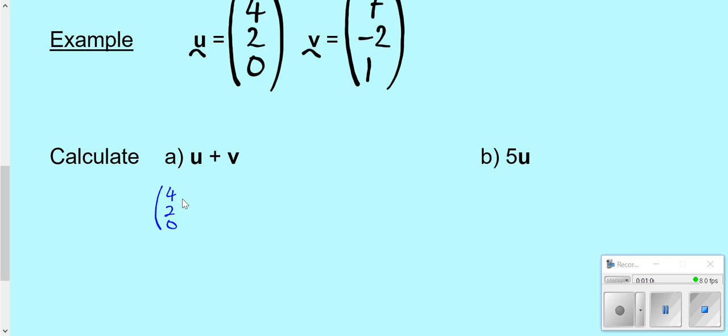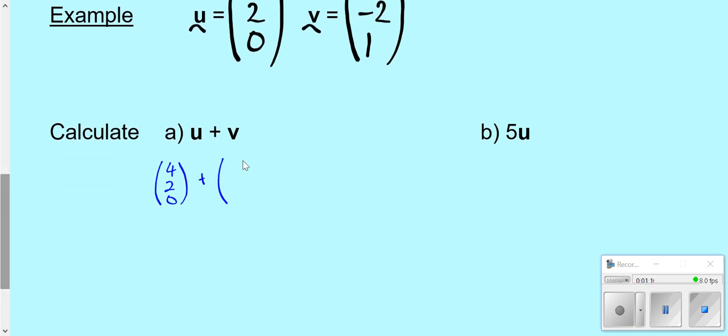4, 2, and 0. Add the vector v, which is, let me just double check, 7, negative 2, and 1. So we still start with the x values. 4 add 7 is 11. 2 add negative 2 is 0. 0 add 1 is 1. And so that's the vector u plus v.